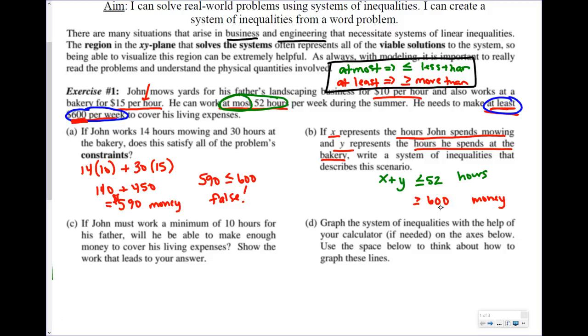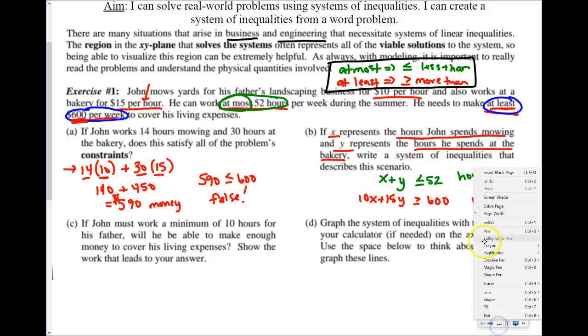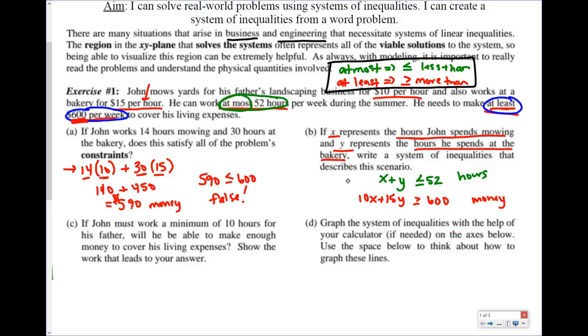I've got to make more, and in order to do that, I'm going to get paid $10 an hour at the mowing, plus $15 an hour at the bakery. So 10x plus 15y has got to be greater than 600, which is how I got this equation over here, right? I did 10 times the 14, 15 times the 30. Okay, so this right here, this is our system. We've written the two equations. Writing the equations is the hardest part. It really is. It's tough to write these equations and make sense of these problems.